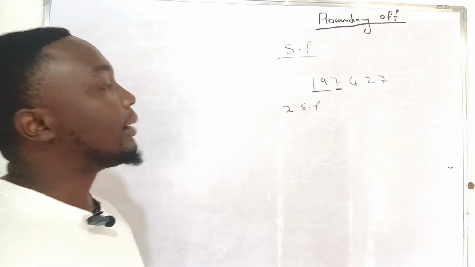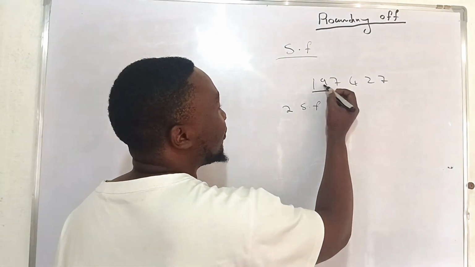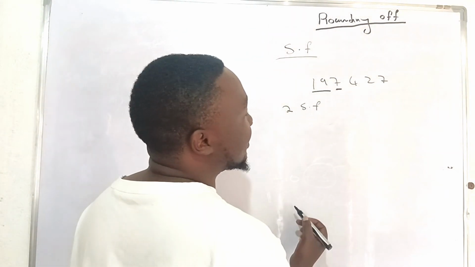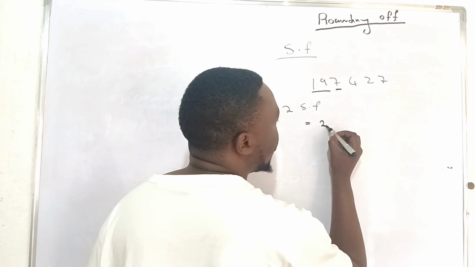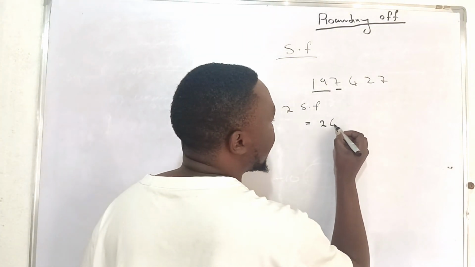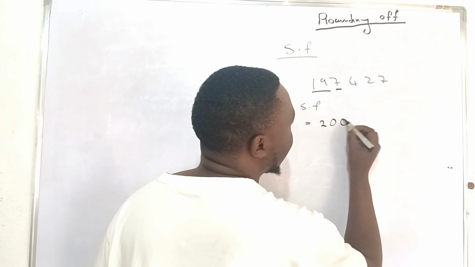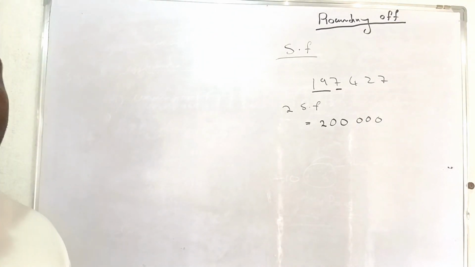Is the third number larger than 5? If it's larger than 5, the following number here, which is 9, becomes 10. So our answer is going to become 2, and since this is 10, another one is going to be put here. So it's 2, 0, 0, 0, 0, 0, 200,000.